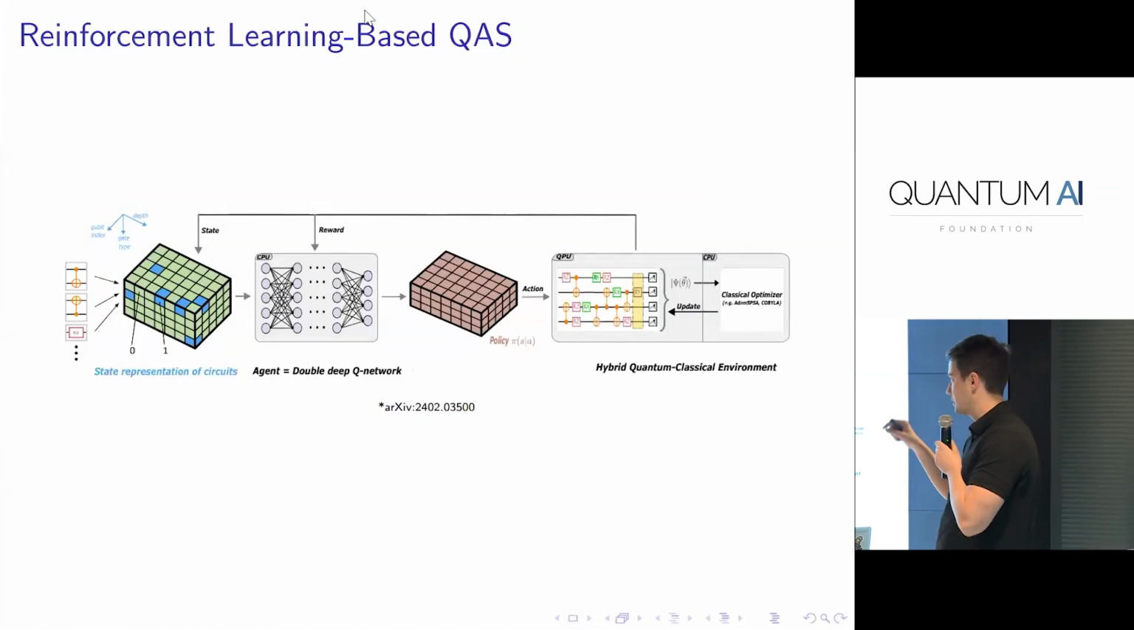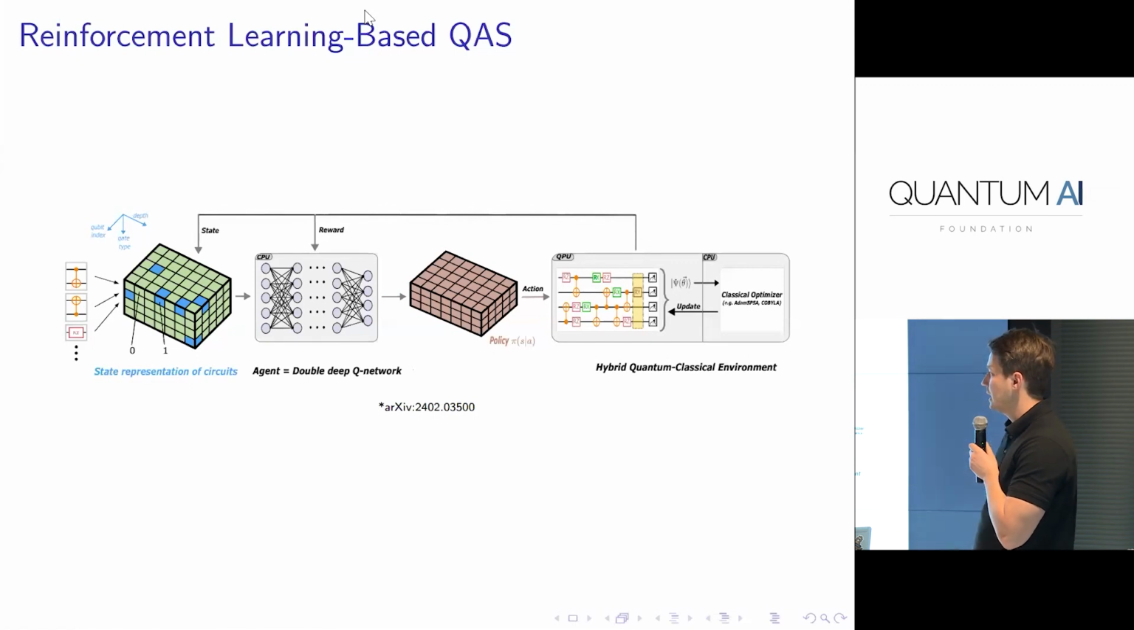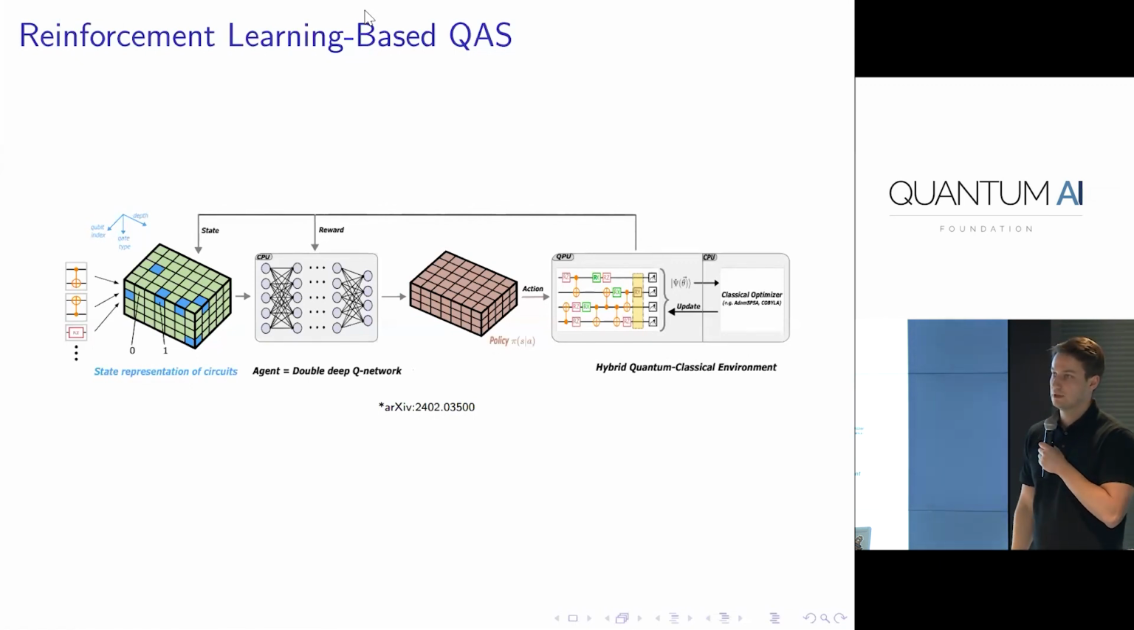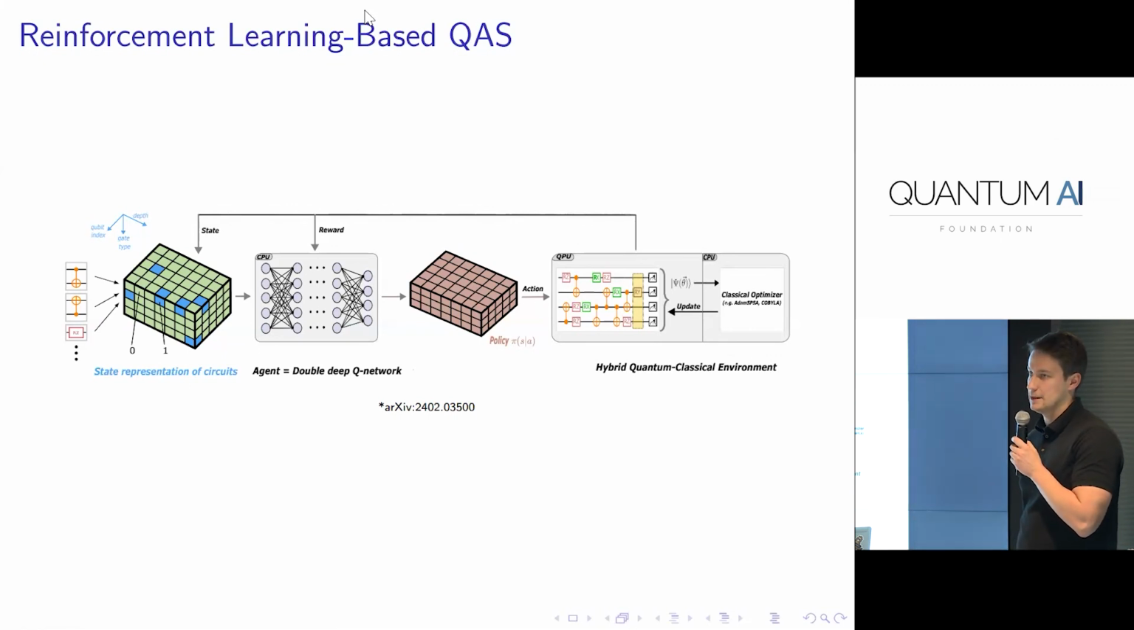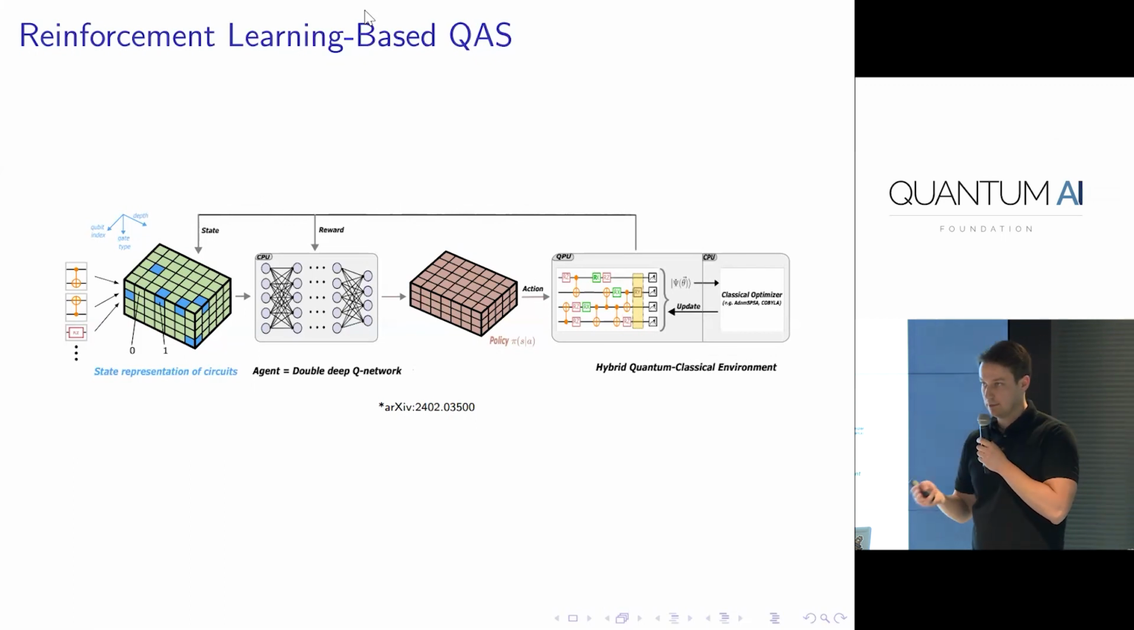And going a little bit more into the details, for example, how do we encode the quantum circuit to be an input of our neural network? We encode it into a 3D binary tensor, where one dimension is the number of qubits, one dimension is the maximal depth, and the third dimension encodes the type of the gate, using one-hot vectors, for example.